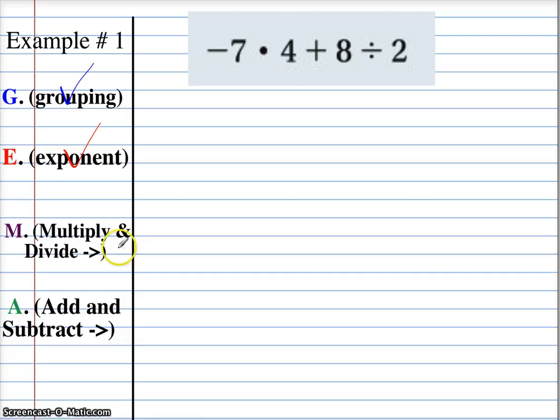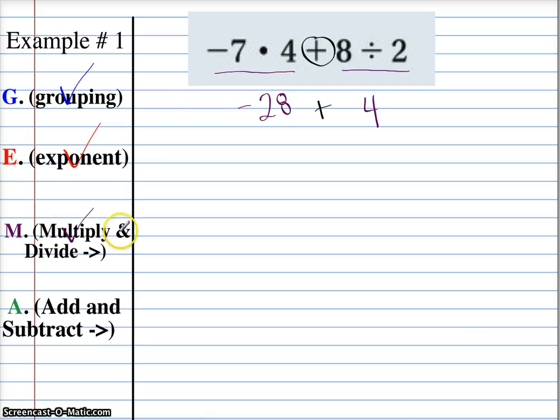Let's do that portion next. Multiply and divide. Well, I see a multiply here and I see a divide here. I'm just going to go from left to right. So I'm going to do this multiply here and I'm going to do this divide here. Let's start with this one. Negative times a positive, which is negative 28. Good. Divide. 8 divided by 2, which is 4. Positive 4. And then I'm just going to bring down this addition portion right down here. Multiply and divide, all done.